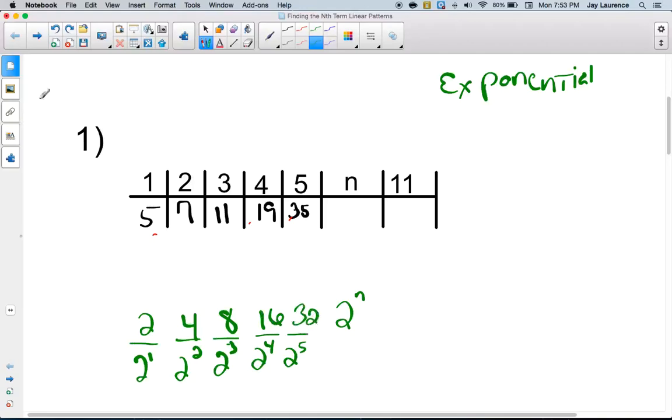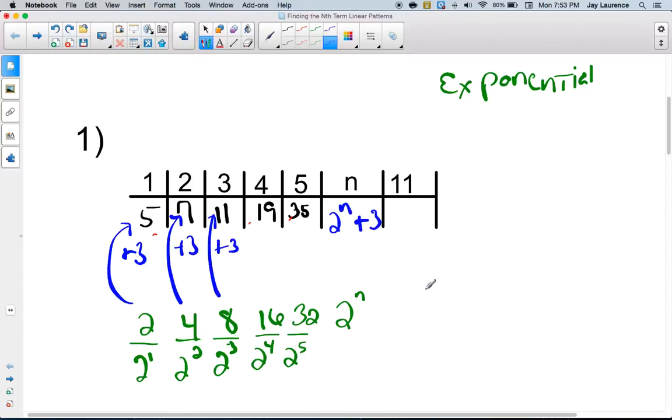Well, how do I turn the green ones into the black ones? Well, let's see here. Looks like I'm going to have to add 3. Oh, looks like I'm going to have to add 3 again. And here I'm going to have to add 3. And so this is going to be 2 to the power of n, add 3.